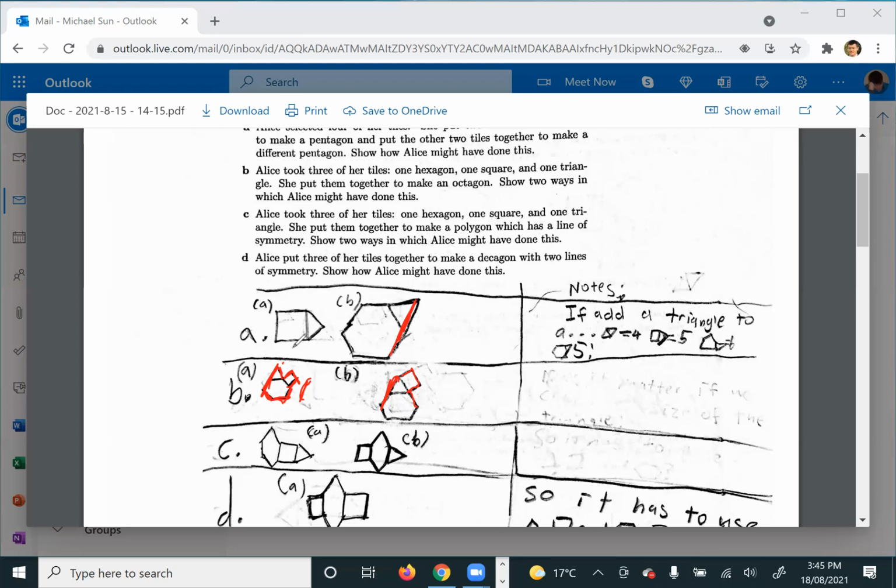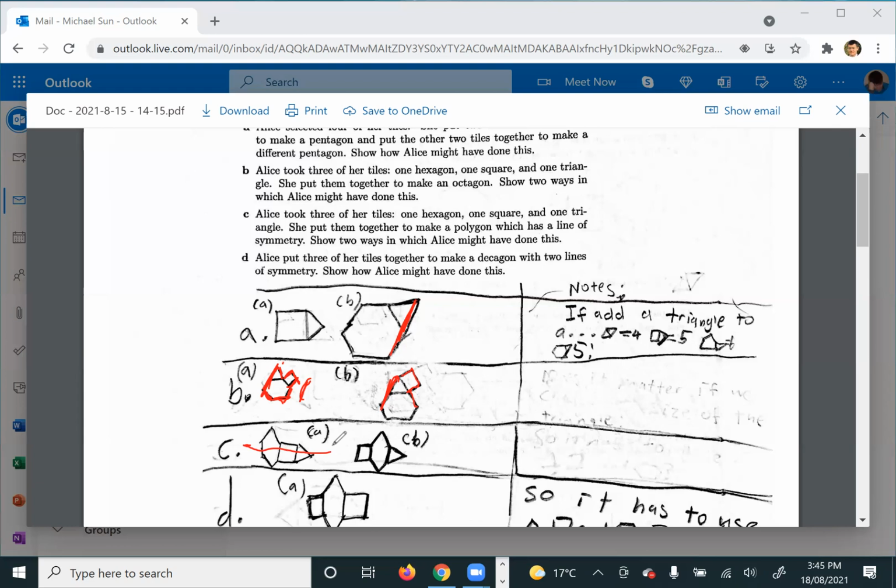Are you listening? So Alice took 3 of her tiles, one hexagon, one square, and one triangle. She put them together to make a polygon which has a line of symmetry. Show 2 ways Alice might have done this. Okay, so it might be nice to actually draw in your line of symmetry that makes it at least one.